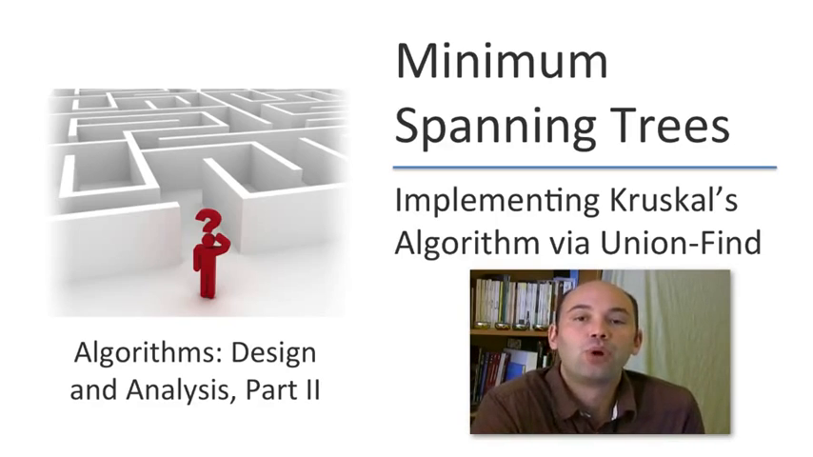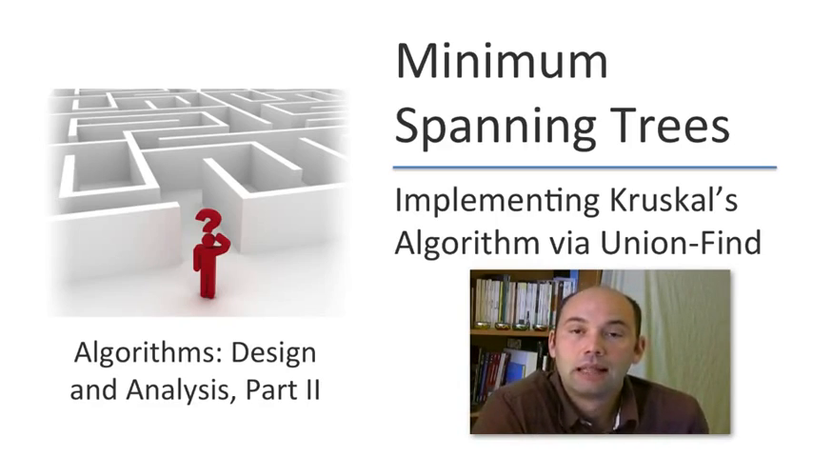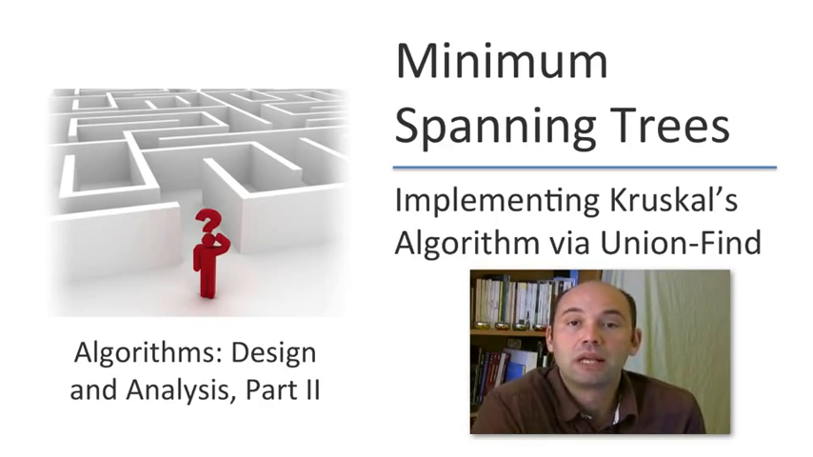So then we'll show how deploying a suitable data structure, something you haven't seen before, the union find data structure, allows us to speed up Kruskal's algorithm to be competitive with Prim's algorithm. That is, we'll get a near linear running time bound of O of m log n.